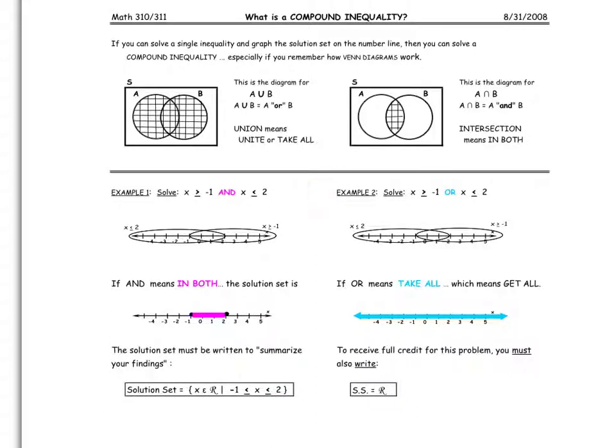Example 2 uses the word "or". We have the same x bigger than or equal to -1. We have the same x less than or equal to 2, but the word "or" means take all, and if we take all, we end up with all real numbers.